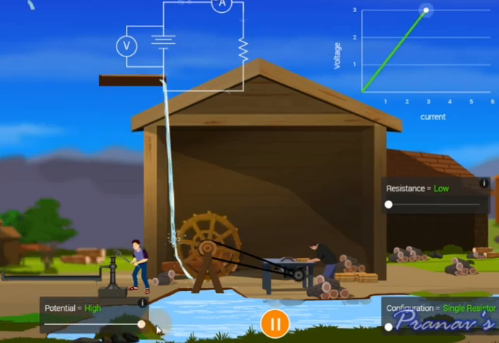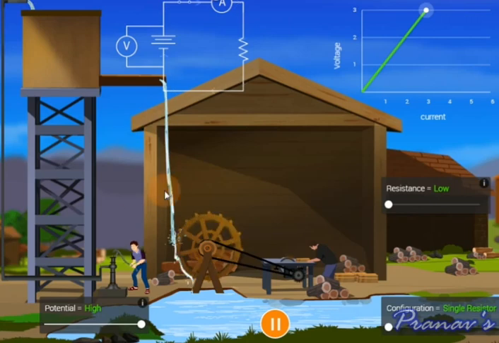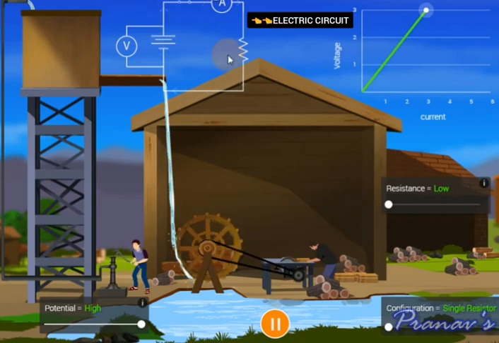If we increase the potential, you can see the voltage current graph also increases and the rotation of the water wheel also increases. High potential means lots of electrons can move through the conductor and can do a great work. Low potential means less electrons and less work.